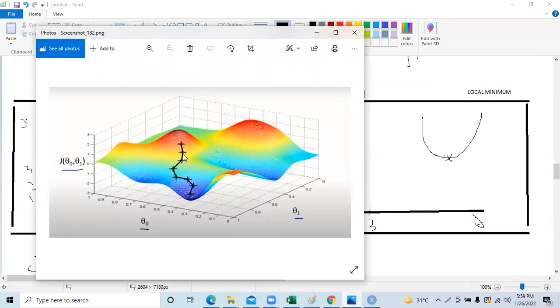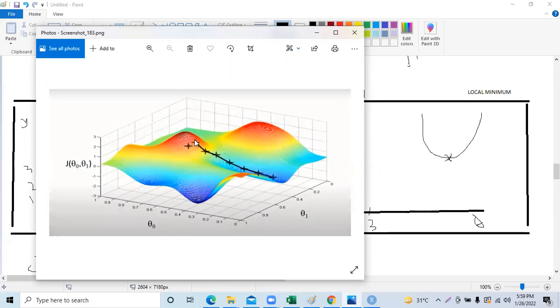The cost function moves from point to point, step after step, until we arrive at a local minimum. Let's say we start our initialization around here. This is how the cost function is going to move, from point to point, step by step.